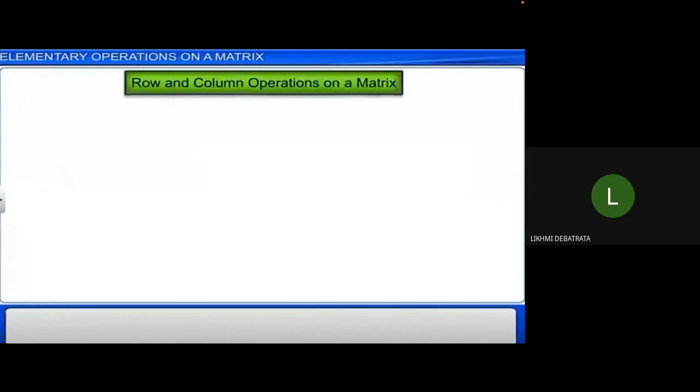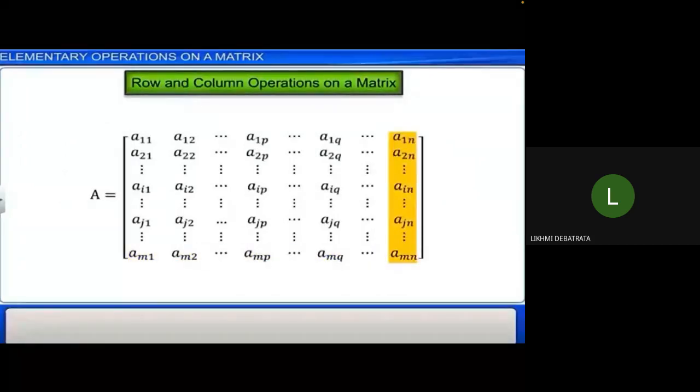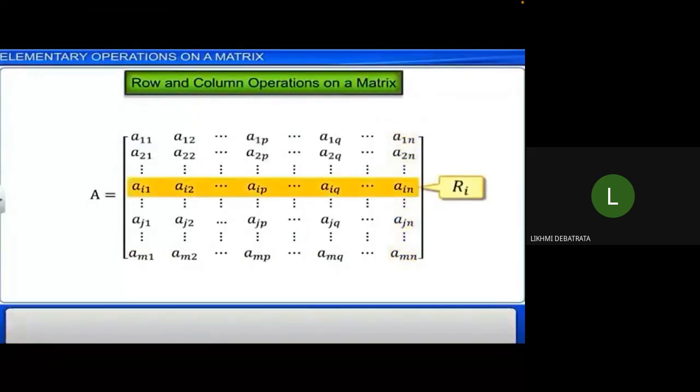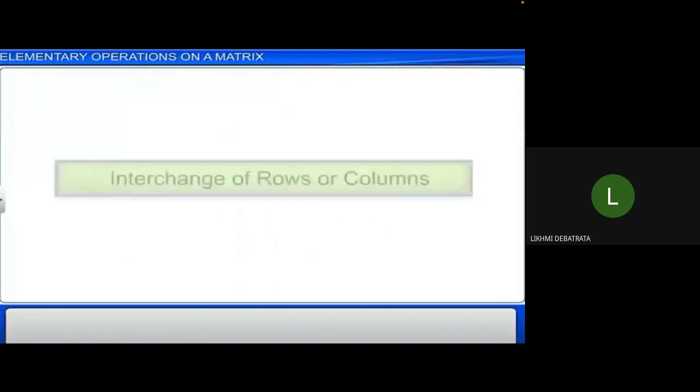Before we start the operations, we need to know the matrix. How do we represent this? If m rows and n columns are there, we write all the elements of the matrix like this. This is called the ith row. This is called the pth column. And we represent the element by the symbol a_ip.